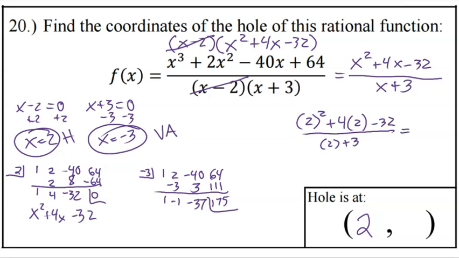All right, so 2 squared, that's 4. 4 times 2 is 8, minus 32. 4 plus 8 is 12. And 12 minus 32 is negative 20. So we have negative 20 in the numerator. 2 plus 3 is 5. And so this is our answer, negative 20 over 5. And negative 20 divided by 5 is negative 4. So there is a hole at 2 and negative 4.